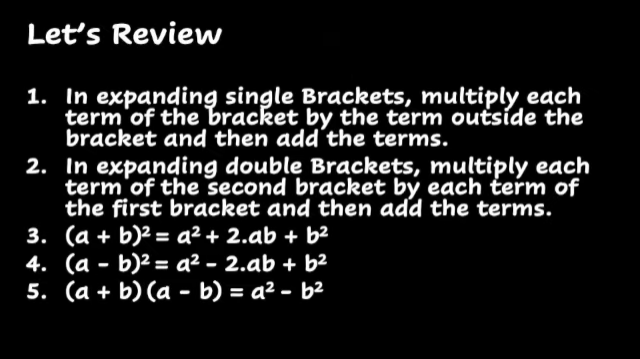Let's review the key points now. First point is, in expanding single brackets, we multiply each term of the bracket by the term outside the bracket and then add the terms. Number 2 is, in expanding double brackets, we multiply each term of the second bracket by each term of the first bracket and then add the terms. Third point is, (a plus b) whole square equal to a square plus 2ab plus b square. This equation is very important. You can memorize this. And number 4 is, (a minus b) whole square equal to a square minus 2ab plus b square. So this again is a very important equation, will be used very often.